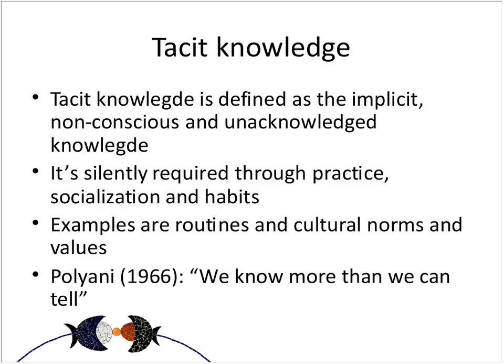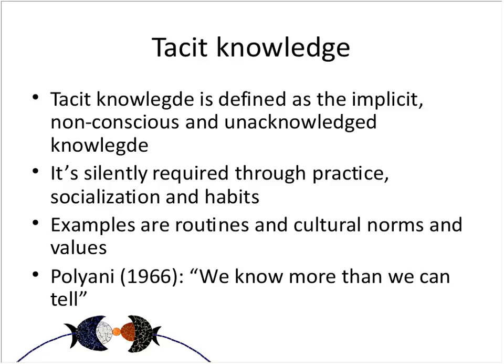So tacit knowledge is defined as implicit, non-conscious and unacknowledged knowledge. It's very implicit. It's silently acquired through practice, socialization and habits. So, of course, the way we're being brought up by our parents, and one of you said already, bicultural backgrounds or bicultural children, socialization, practice, habits, and also, of course, cultural norms, cultural values. We all receive it, and it's being processed in such implicit ways, often non-conscious and unacknowledged. But it's very powerful at the same time. We know so much.